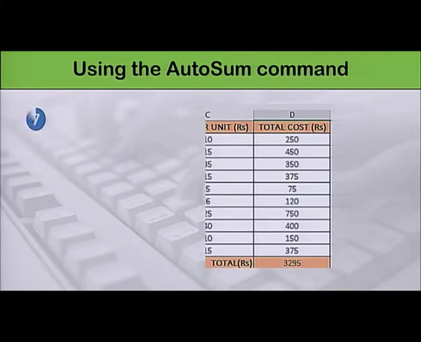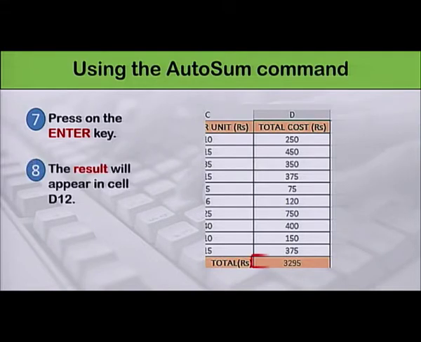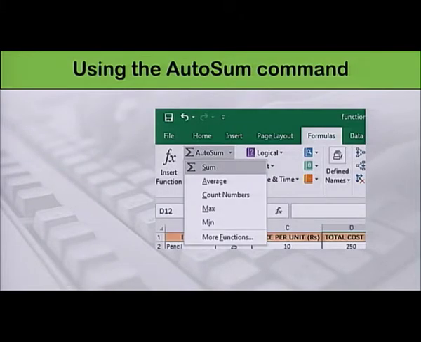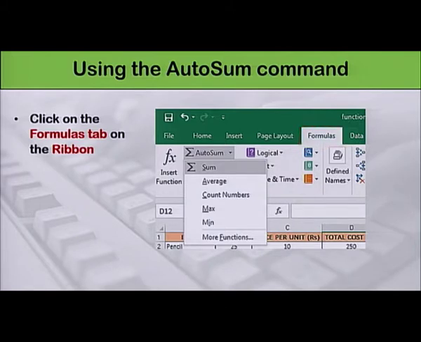Press Enter on your keyboard. The function will be calculated and the result will appear in cell D12. In our example, the sum of D2 to D11 is 3,295. The Autosum command can also be accessed from the Formulas tab on the ribbon. To access it, click on the Formulas tab, then click on the Autosum command.